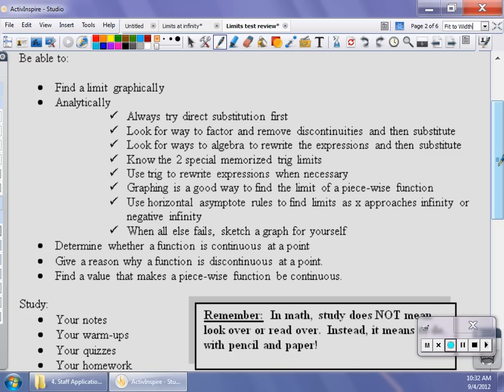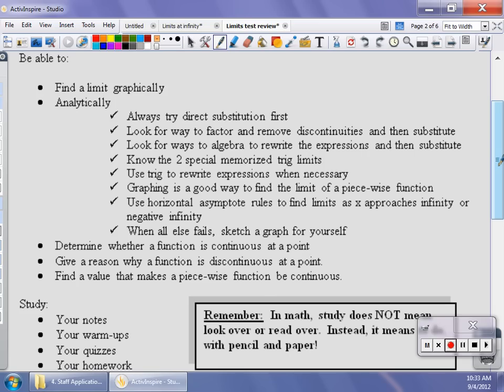And so the strategies for that are, first of all, you always try to use direct substitution when possible. And if that doesn't work, then you look to see if you can factor and remove discontinuities and then try substitution. You may have to use algebraic strategies to re-express the problem so that you can possibly remove discontinuities, like rationalizing the numerator or denominator, things like the factor and reduce that we talked about.